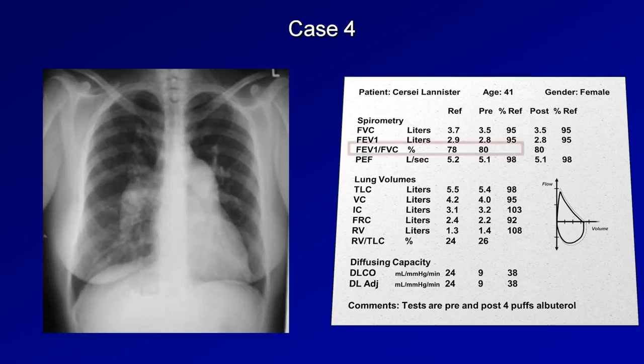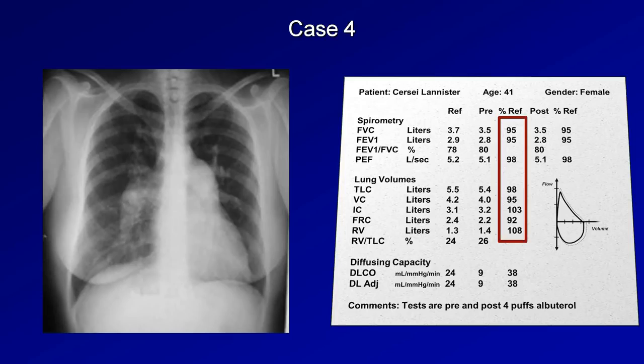So the FEV1 to FVC ratio is normal, and the FVC is normal. This means that the patient has normal lung mechanics. And in fact, if you look at all of the measured spirometry and lung volume numbers, every single one is normal. And the flow volume loop conforms perfectly to the silhouette of the normal for comparison. So I guess this patient has no problems then.